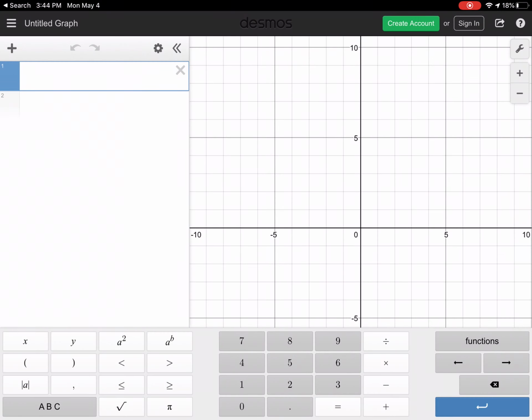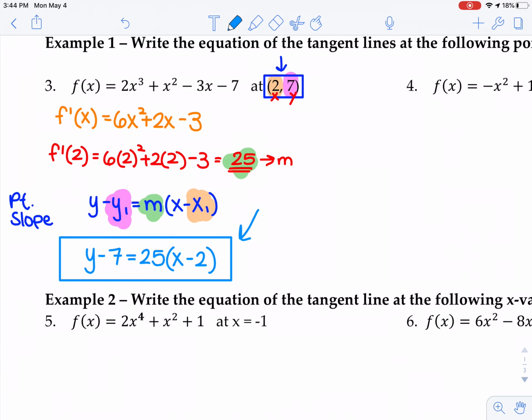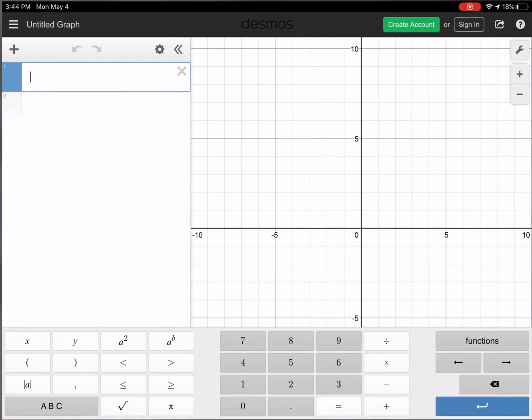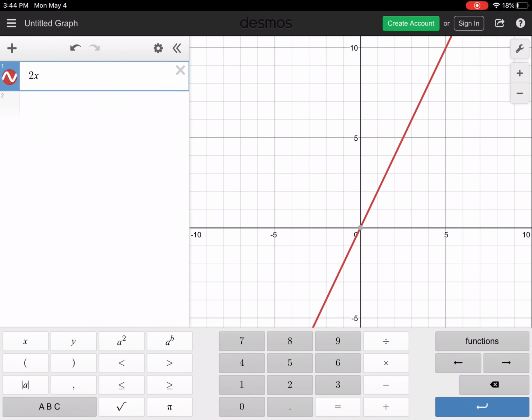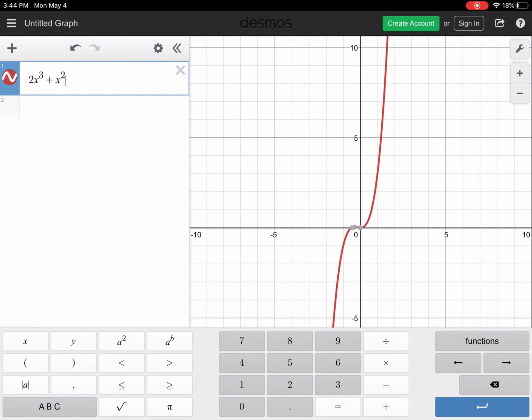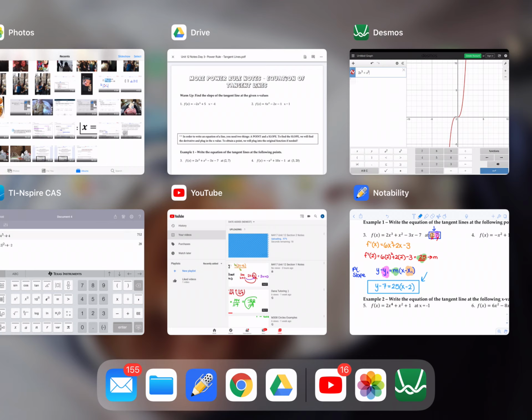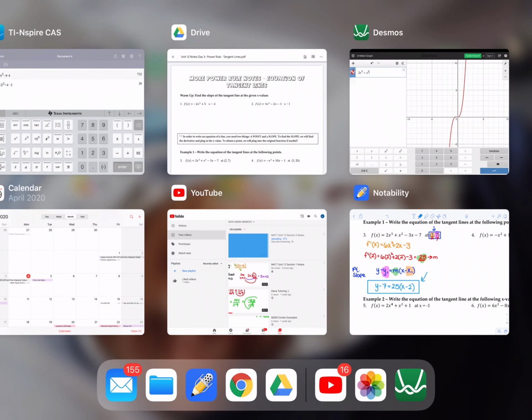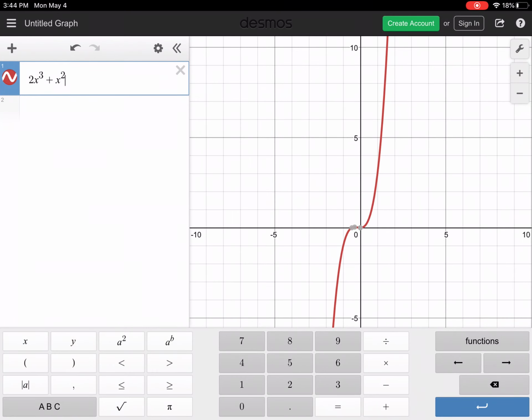Here we go. I'm actually going to show you something here. So let's type in the equation 2x cubed plus x squared, minus 3x minus 7. Couldn't find it for a second.